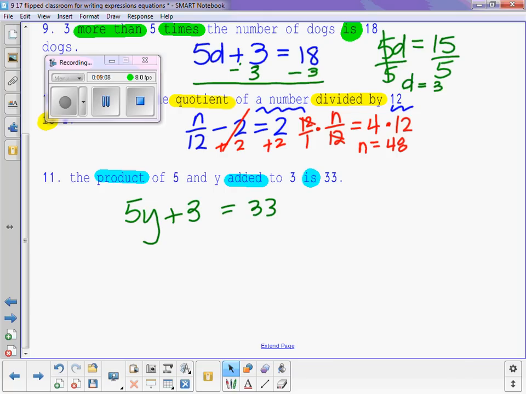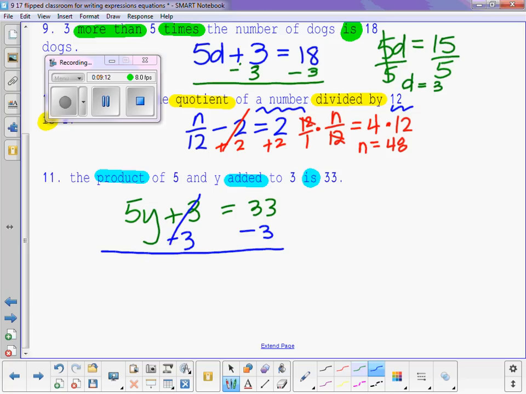Now to undo the addition, I need to subtract by 3 on both sides. That leaves me with 5y equals 30. And now I need to undo my multiplication by dividing by 5 on both sides. So y equals 6.